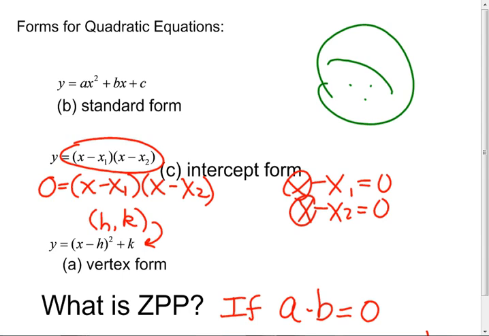Okay, let's look at your orange sheet and the answers to the first one. This is the orange sheet. I believe they're online. I'm not going to swear to it.